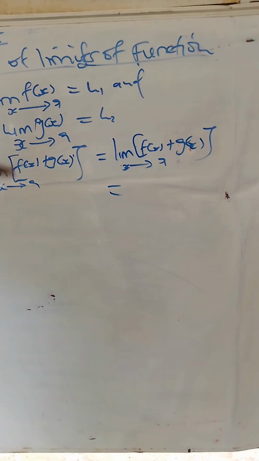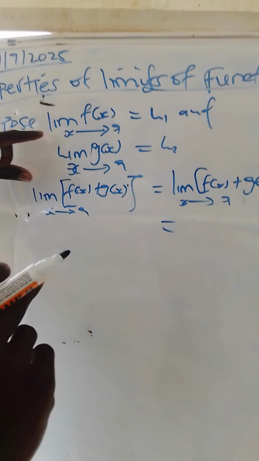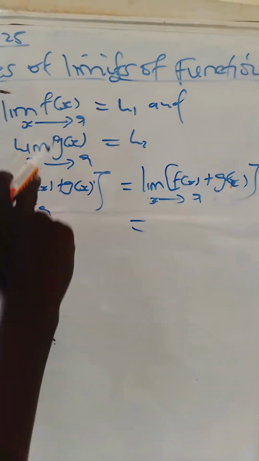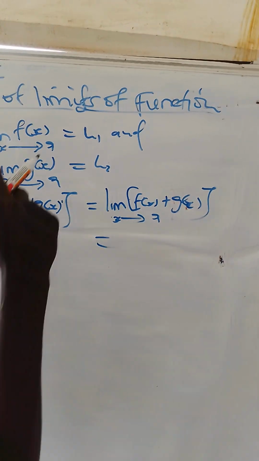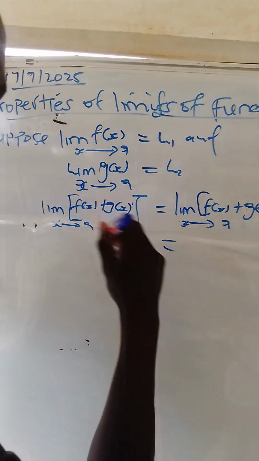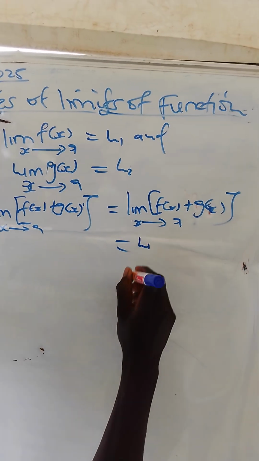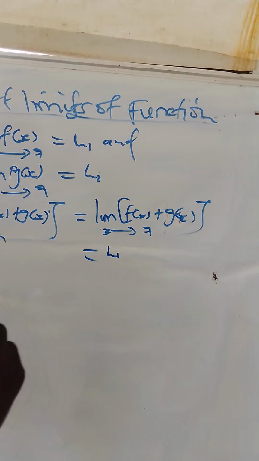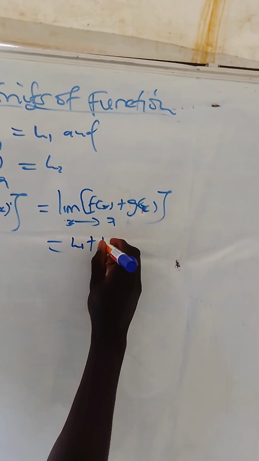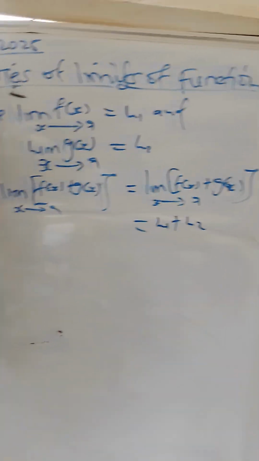But now here we know from up here that the limit of the function f of x for x tending to a, and this a is just a constant, meaning any number is represented by this a, is the same as L1. Now here you don't say again the limit of L1 for x tending to a, but instead you just put L1 plus L2. So this one is our first property.